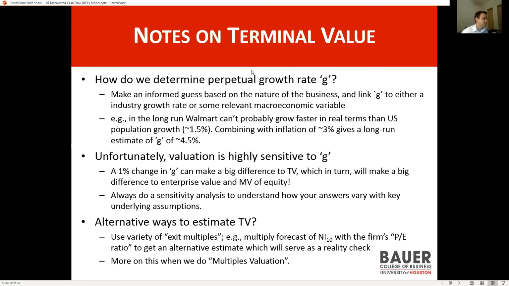So this first slide, we've reiterated that it's very sensitive. In this class, I'm just going to give you a G. Things are going to be very simple. I'm just going to tell you what the growth rate's going to be. But that's not super appealing. You should know that there are these other methods to try to measure how important G is and to get other ways of estimating the terminal value.